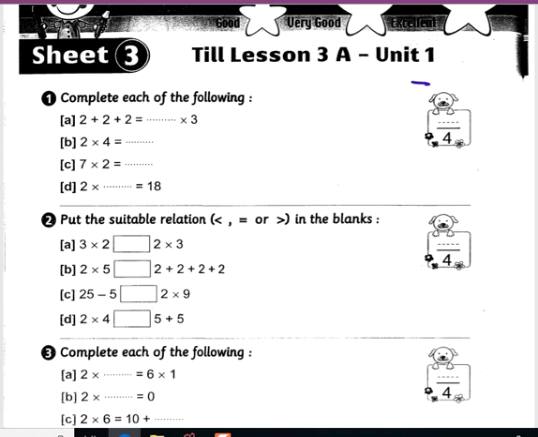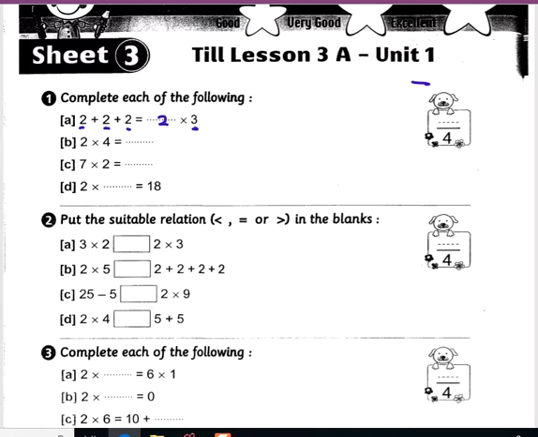Sheet number 3, complete each of the following. We have here 2 plus 2 plus 2. The 2 here is repeated how many times? 2 repeated 3 times. 1, 2, 3. So here 2 is repeated 3 times, so we'll say 2 times 3.